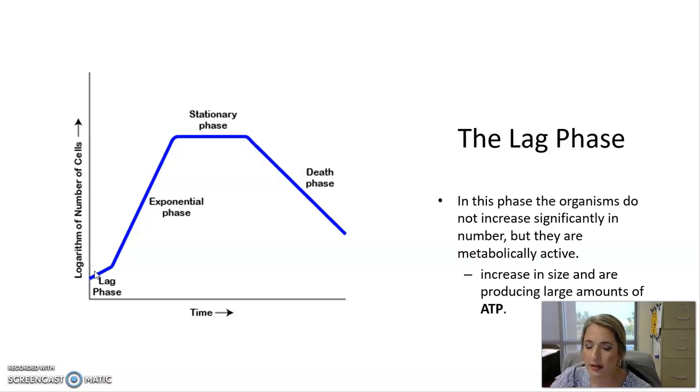So I always think of the A in lag phase for ATP. This is when they're producing energy, because in the next phase, they are going to need that energy in order to sustain a pretty substantial amount of growth.